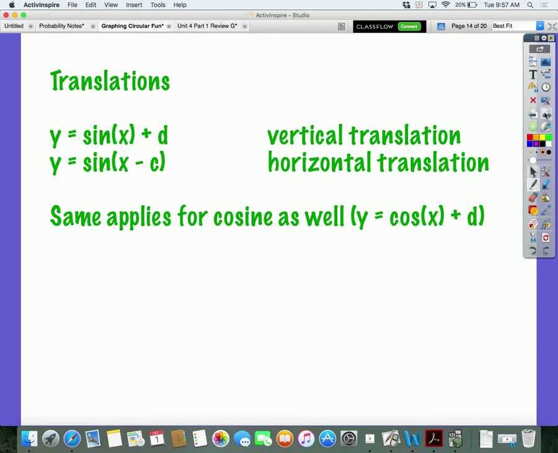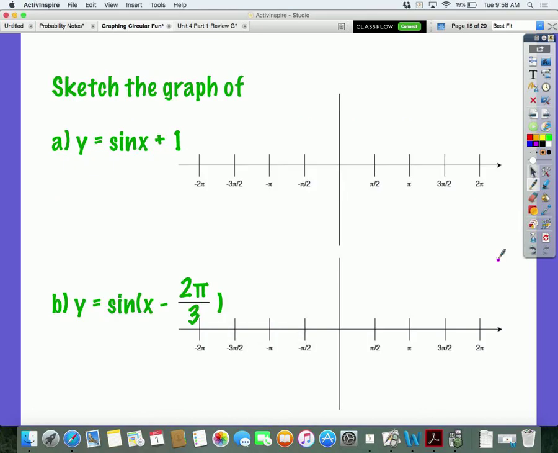The same rules apply for cosine as well, and that's what it would look like. Same rules apply for tangent as well. Okay, just trade out the trig function. All right? We're going to sketch the graph of y equals sine x plus 1 and y equals sine of x minus 2/3. Now, realize that if I ever have to do an example, more likely it's going to be sine because my sine graphs look a lot better than my cosine graphs for whatever reason. But the same rules do apply for cosine as well.